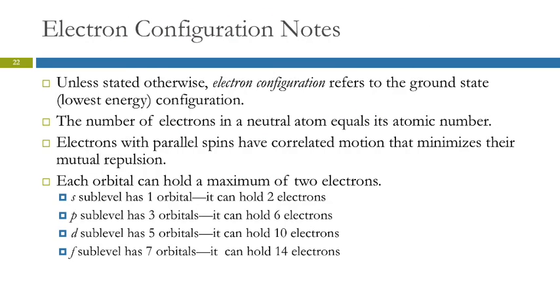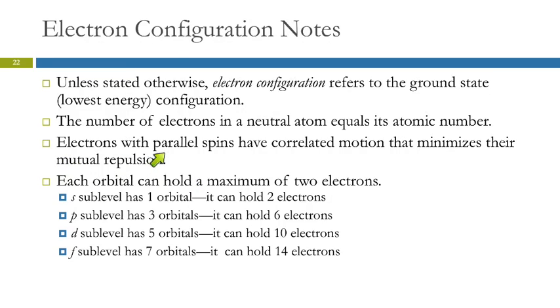Here I am now. Okay, so unless we say otherwise, when we say electron configuration, we mean the ground state, the lowest energy configuration, all the electrons in the lowest possible energy orbitals. The number of electrons in a neutral atom always equals its atomic number. The atomic number is the number of protons.